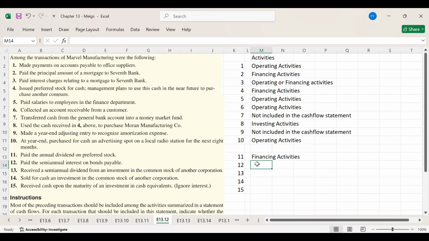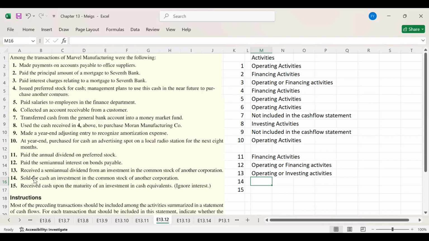Regarding interest, we have discussed several times, it may be operating or financing activities depending on the rules the company is following. Number 13, received semi-annual dividends on the stock. Whenever the company receives a dividend, it may be operating or investing activities. So if the company is following US GAAP, then entries number 12 and 13 would be operating activities. Or if the company is following IFRS, then entry number 12 would be financing activities and 13 would be an investing activity.